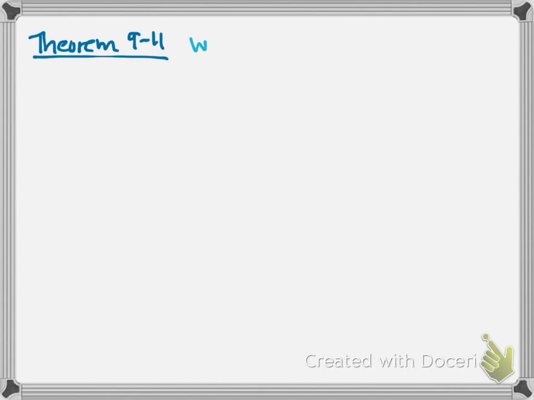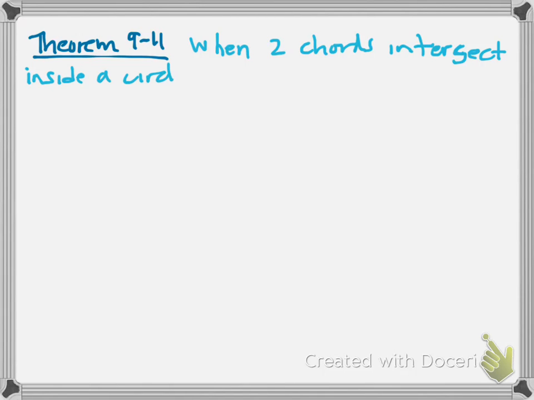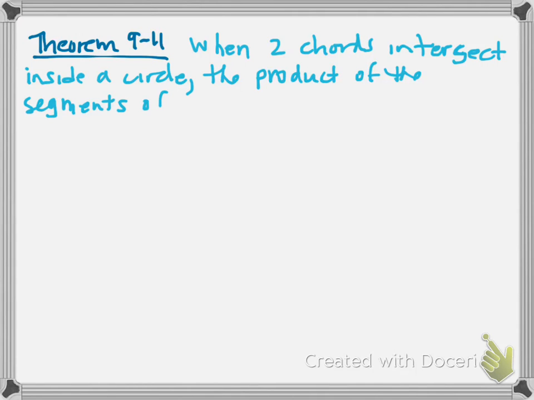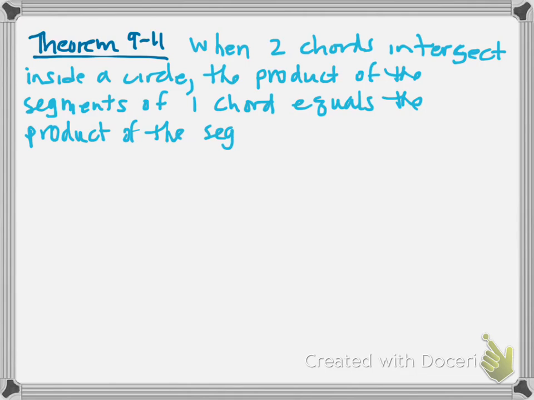Says when two chords intersect inside a circle, the product of the segments of one chord equals the product of the segments of the other chord.